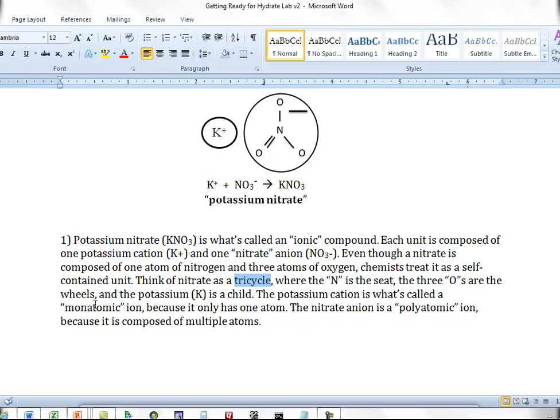Now I'm using a couple of other terms that I want to clarify. I'm using the term monatomic ion to characterize the potassium, and I'm using the term polyatomic to characterize the nitrate.